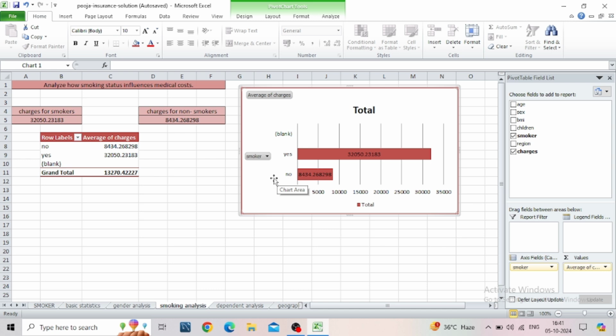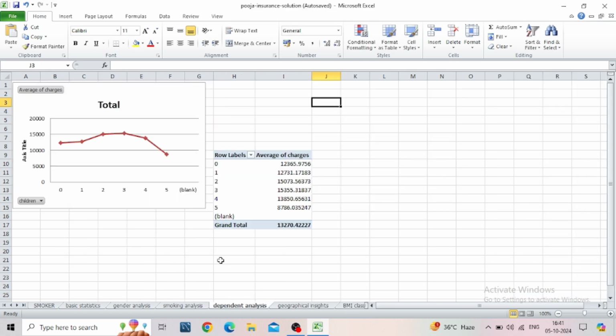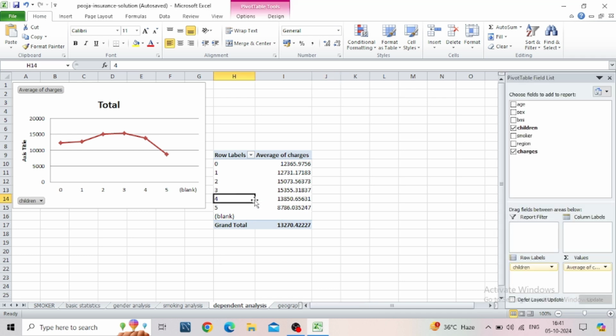And task 4 is dependent analysis. In this task, I focused on analyzing the medical charges based on the number of children in the data set. To do this, I created a pivot table that summarized the medical charges according to the number of children. After setting up the pivot table, I generated a chart to visualize this data.